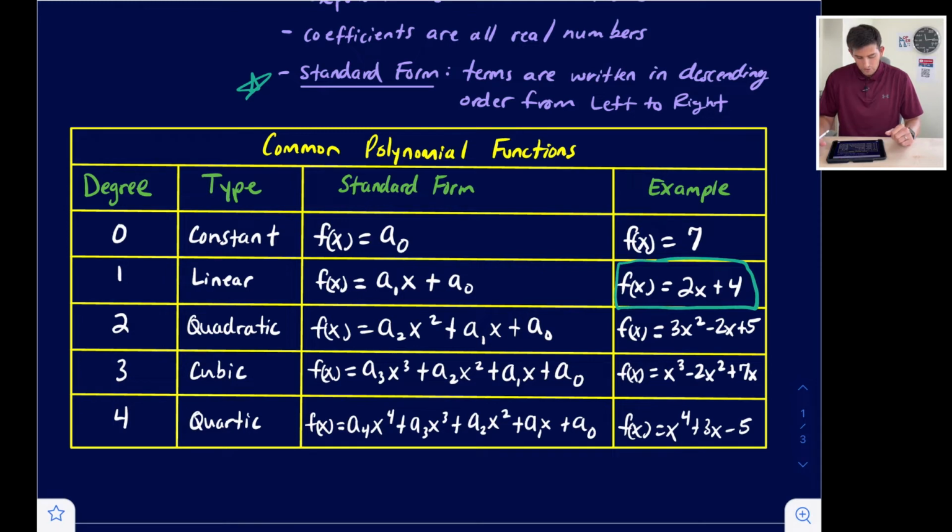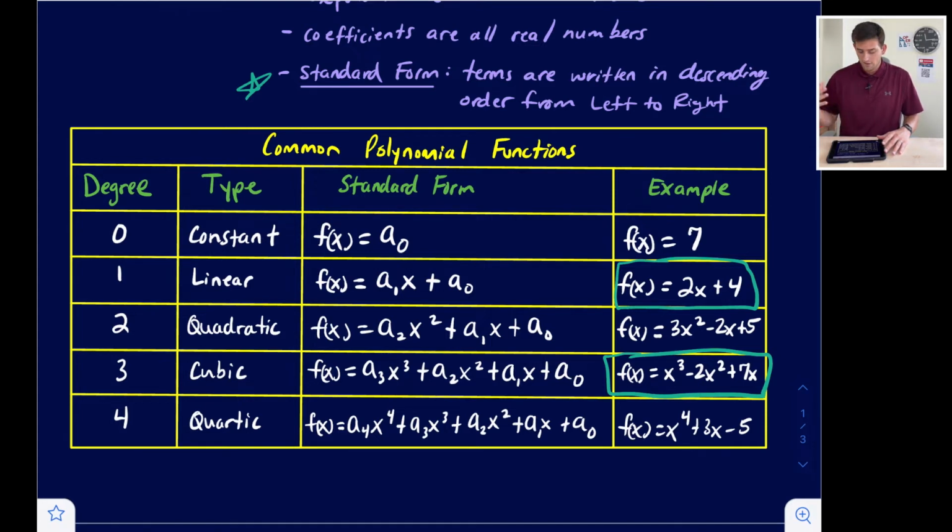Degree of a 3 would be a cubic function. So here our highest degree is a 3. And notice here in our example, we have f of x equals x cubed minus 2x squared plus 7x. Notice that we don't have a constant term there, right? We didn't end that with plus 5 or minus 2. That's okay, right? We don't have to have all of the degrees, right?